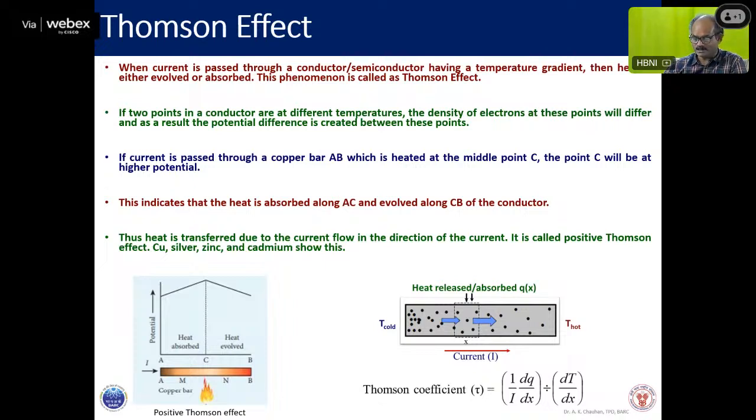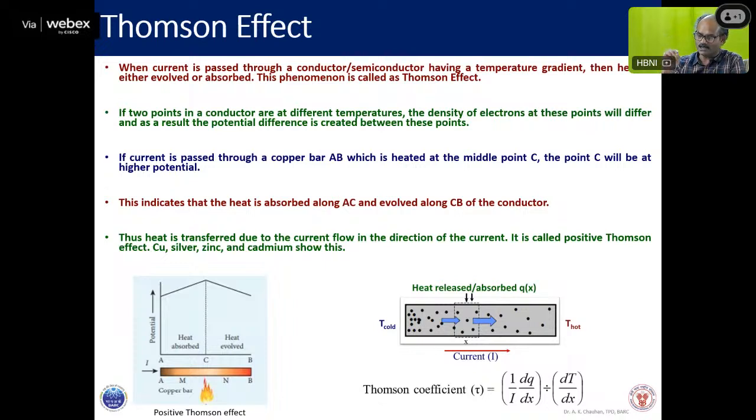So next is the Thomson effect. See, if there is already a gradient inside. Suppose we have a metal rod, and in that metal rod a temperature gradient already exists. One part is at higher temperature, another part is at lower temperature, and then you start passing the current. Then heat will be either absorbed or evolved. It will depend on the Thomson coefficient, if it is positive or negative.